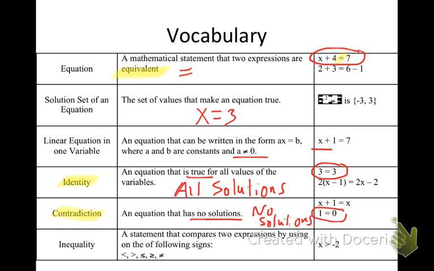What do you notice about both of those? Do they have any x's at all? No. My x's canceled out. So when my x's cancel out, if it's a true statement, I get all solutions. If it's a false statement, I'm going to get no solutions.